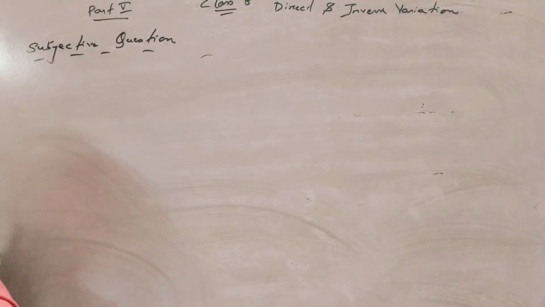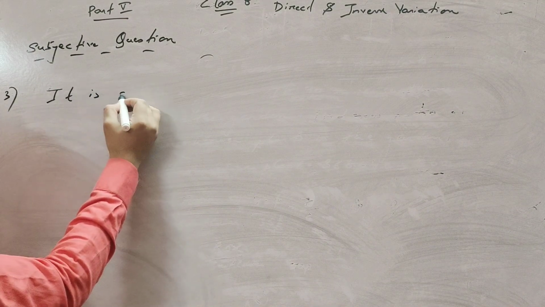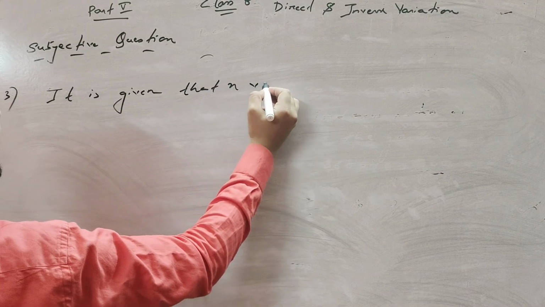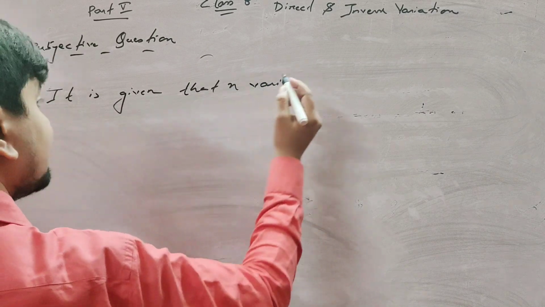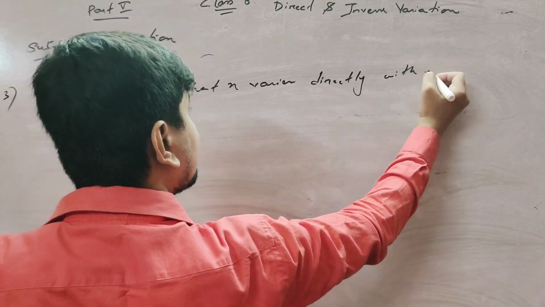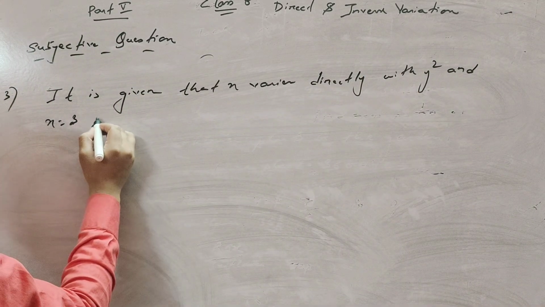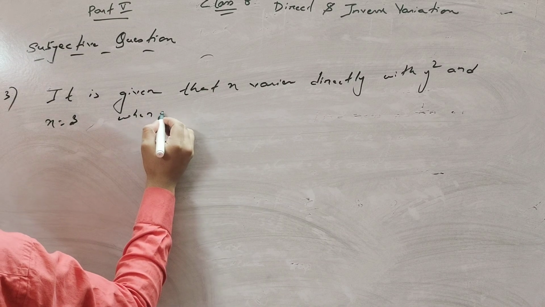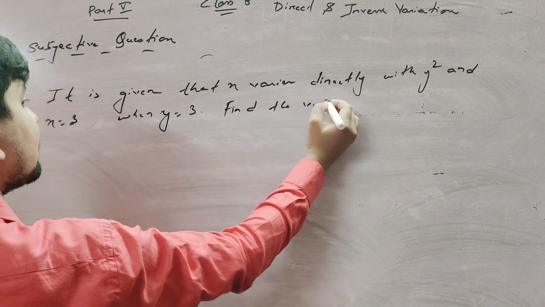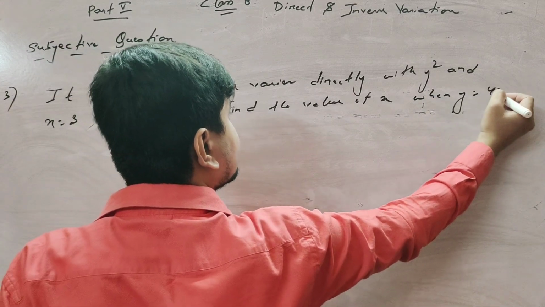Now it's time for question number 3. In question number 3, it is given that x varies directly with y square, and x equals 3 when y equals 3. Find the value of x when y equals 45.